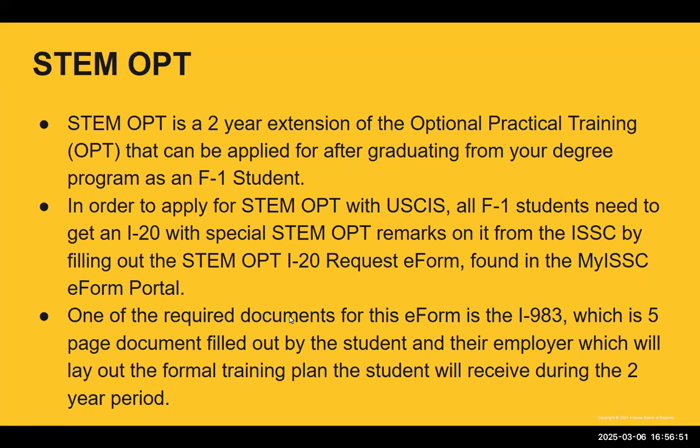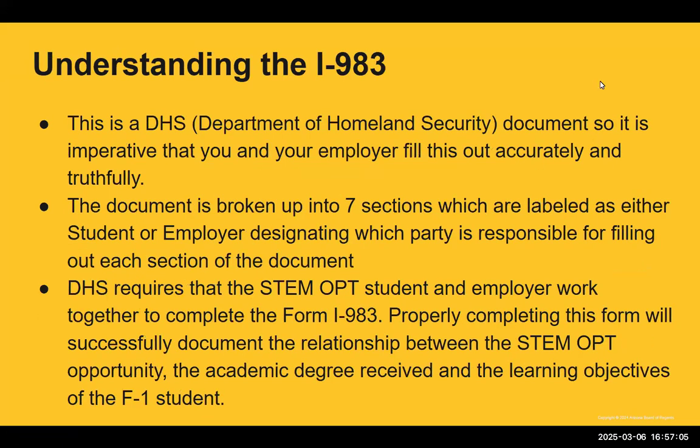One of the documents required for this e-form is the I-983, which is a 5-page document filled out by the student and their employer, which will lay out the formal training plan the student will receive during the 2-year period. So the I-983 is a DHS, Department of Homeland Security, document, so it's imperative that you and your employer fill this out correctly, accurately, and truthfully. This document is broken up into 7 sections, which are labeled as either student or employer based off of which party is responsible for filling out that section of the document.